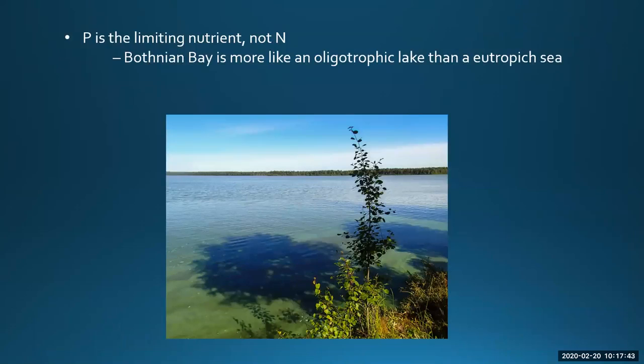And one more important thing about the Bothnian Bay is that all the other sea areas in the Baltic Sea are limited by nitrogen, but the Bothnian Bay is limited by phosphorus. And this means that most of the time we don't have blue-green algal blooms here. This is the reason. So Bothnian Bay is more like an oligotrophic lake than a eutrophic sea. This situation goes until about the Kvarken area. And then south from Kvarken area, you have the other way around. So the nitrogen is the limiting factor.